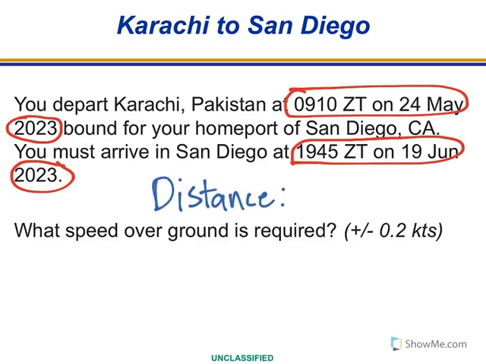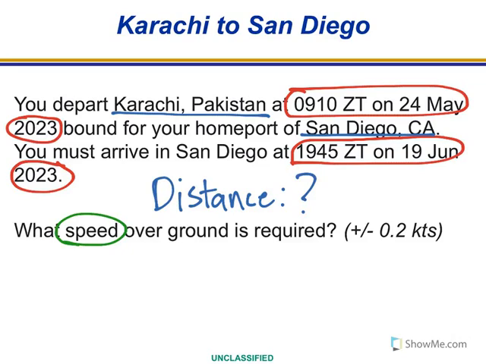Now for distance, it doesn't tell us in this write-up what the distance is, so we are looking for that. We'll have to go into Pub 151 and figure out the distance between Karachi, Pakistan and San Diego, California. And then of course, this is a speed required problem, so we are looking for the speed. Just a reminder, this is not an SOA that we're looking for. We're looking for the speed over ground that is required.